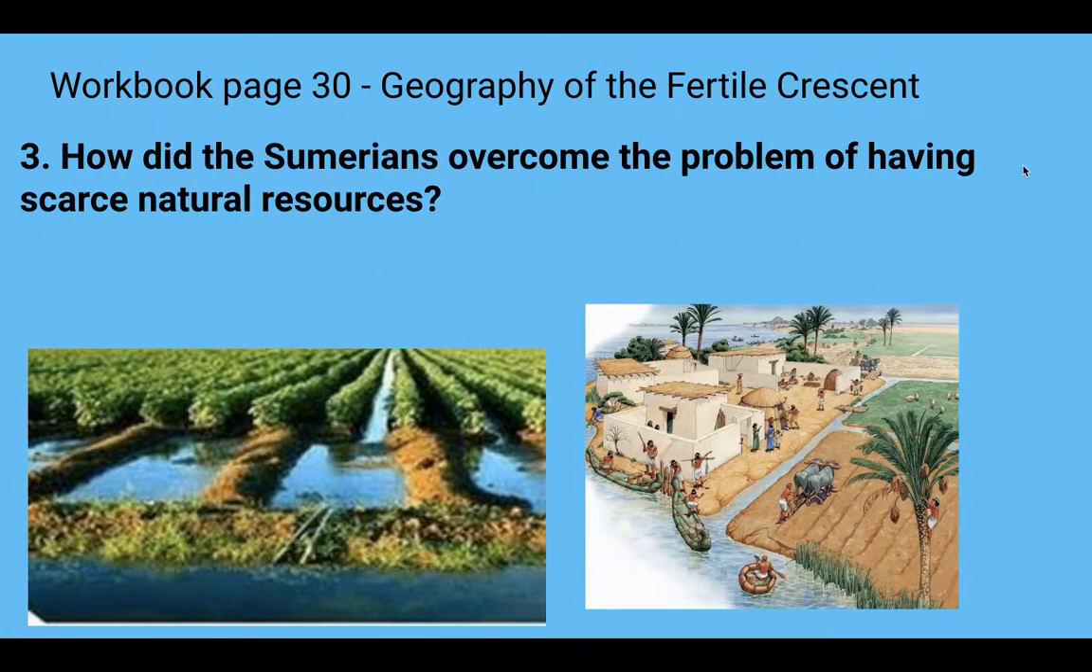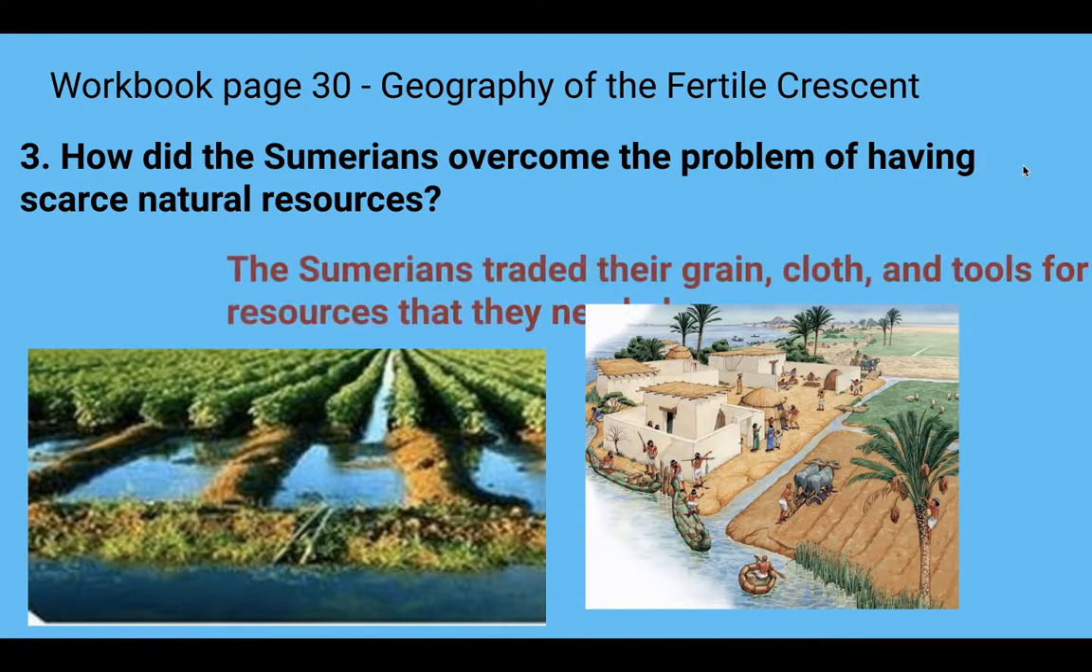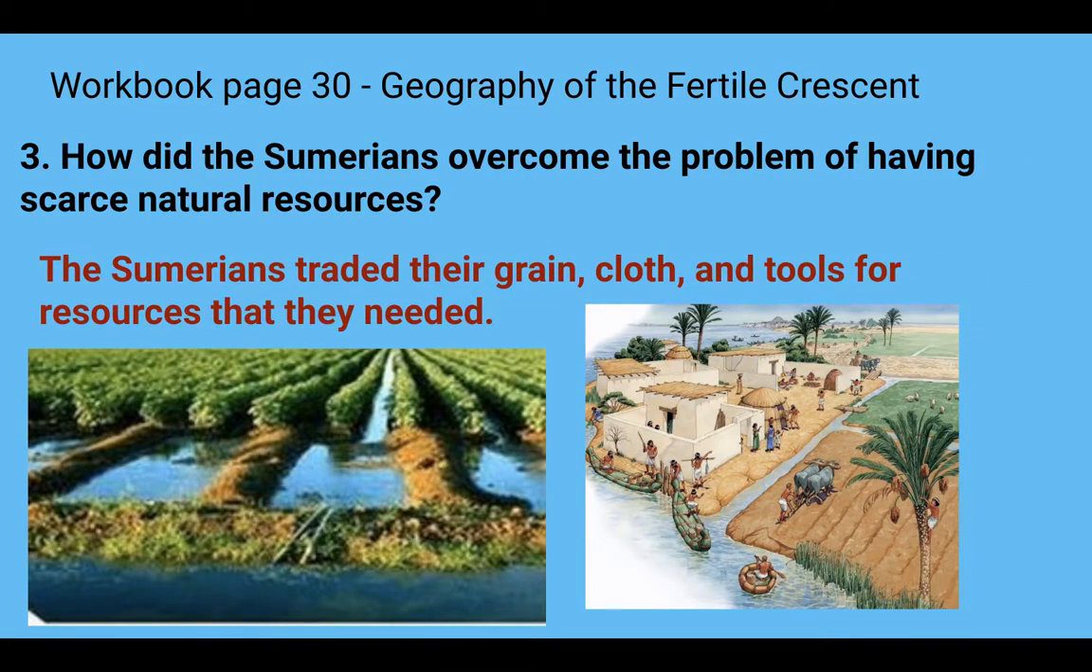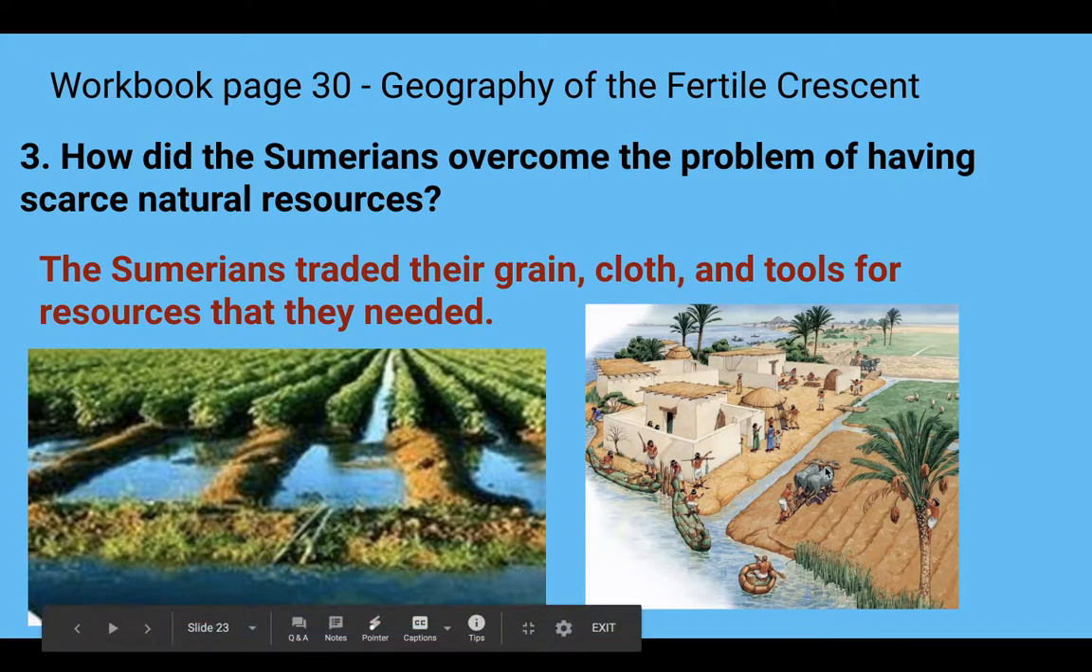Okay, so how did the Sumerians overcome the problem of having scarce, in other words, not enough natural resources? I said that the Sumerians were able to trade their grain, cloth, and tools for the resources that they needed. So whatever they were lacking, they used what they did produce, grain, cloth, and tools, for the resources that they needed that other people had. See these homes made of mud? And they're using animals to farm, and they've got trees, and here's the river back here too.